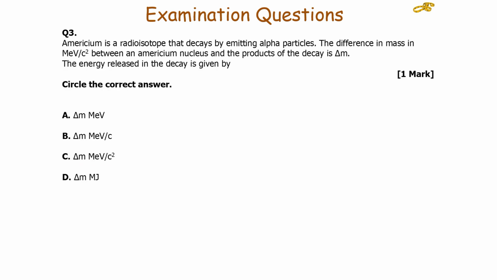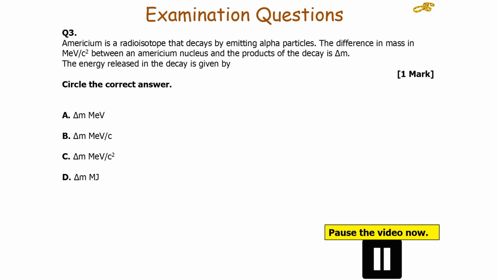Question 3. Americium is a radioisotope that decays by emitting alpha particles. The difference in mass in MeV over c squared between an americium nucleus and the products of the decay is delta M. The energy release in the decay is given by which equation? So pause the video now, then unpause the video when you want to go through your answer.